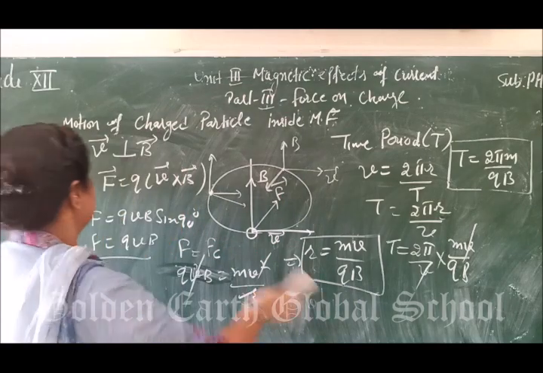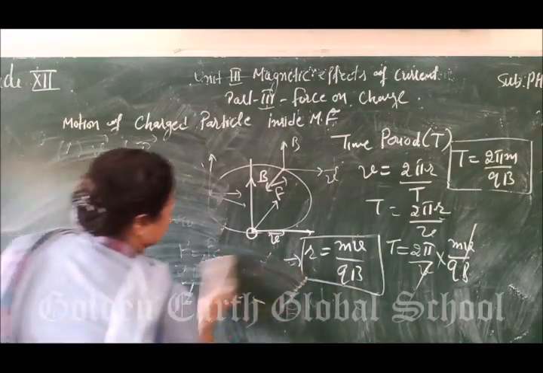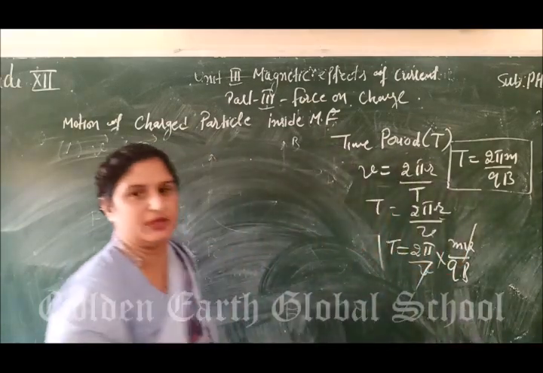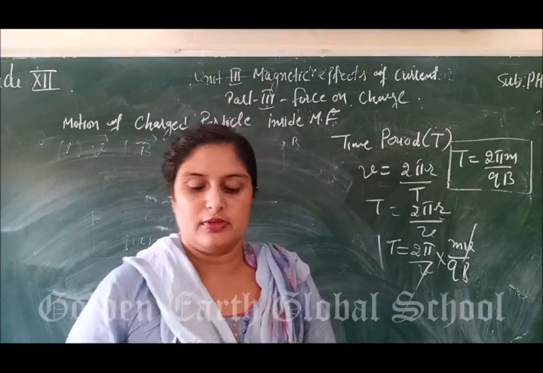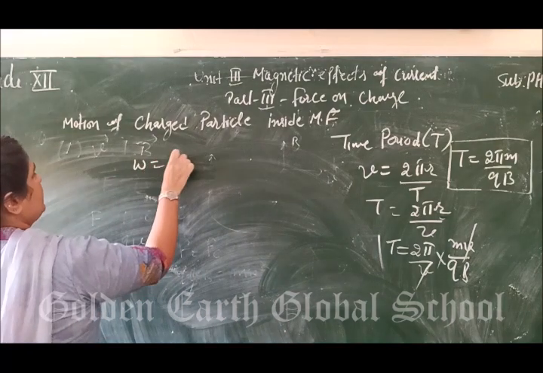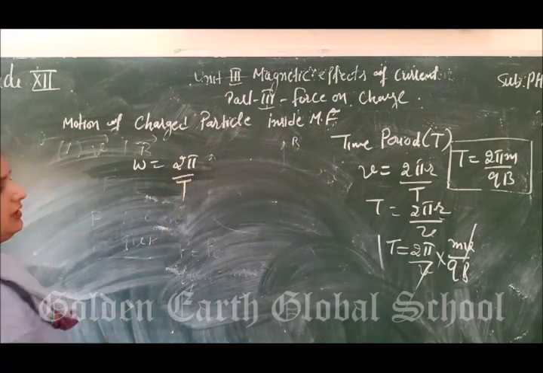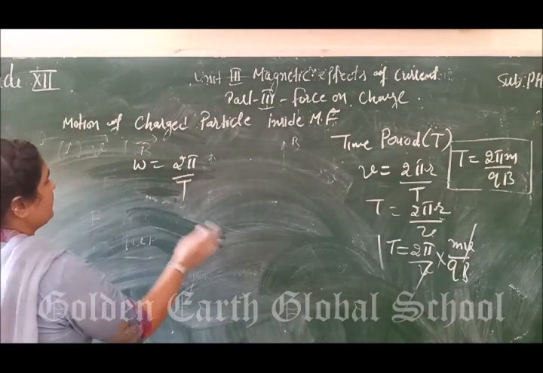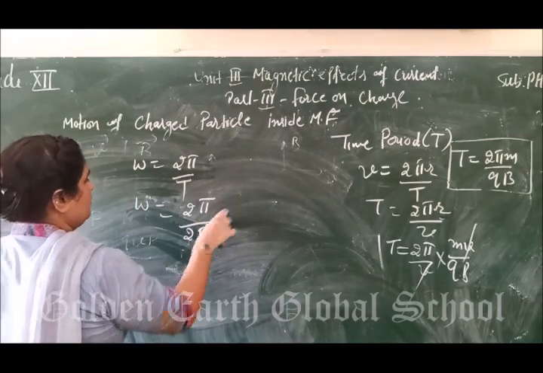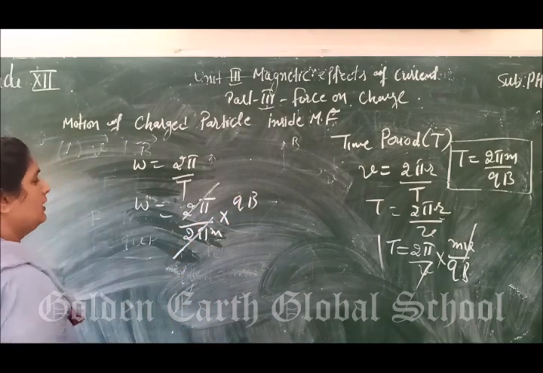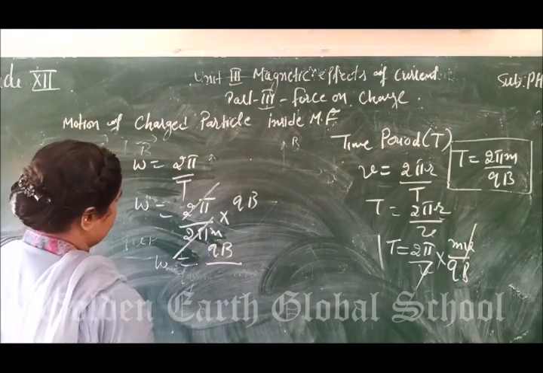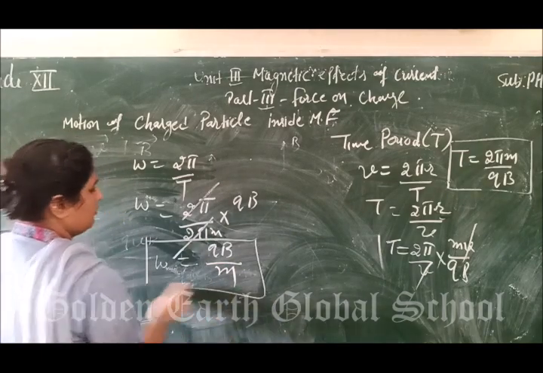Angular frequency of this charged particle that is moving inside the magnetic field perpendicular to the direction of the magnetic field. All of you know that angular frequency omega is given by 2 pi by t. Put the value of t here, you will get omega is equal to 2 pi upon 2 pi m upon qB. 2 pi cancels with 2 pi, so omega will be equal to qB upon m. This is the angular frequency.